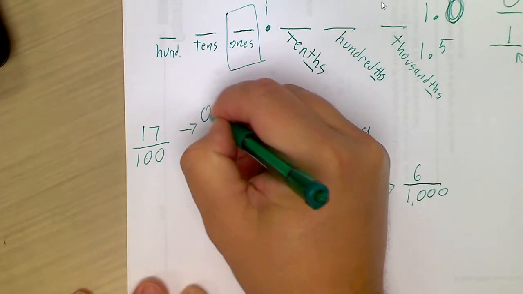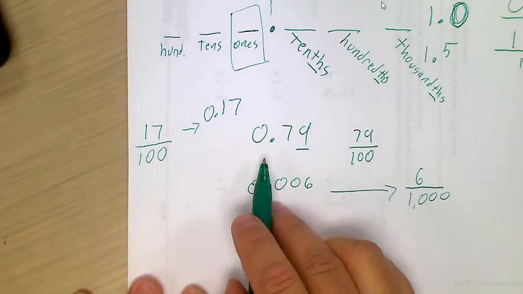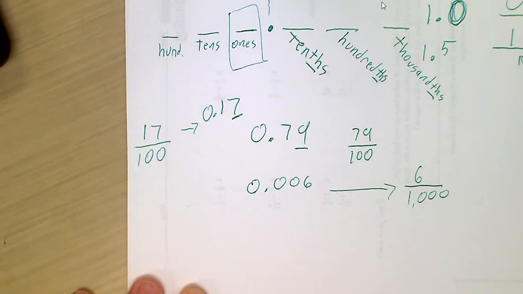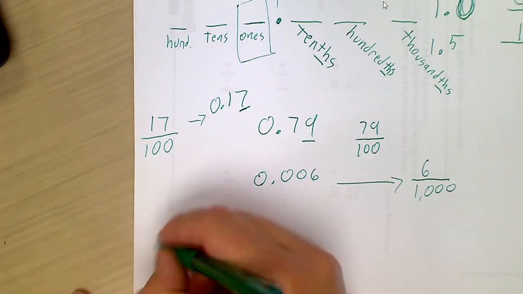0.17. Now you always have to double check when you're writing this. Is that a 17 in the hundredths place? Yes, it is.